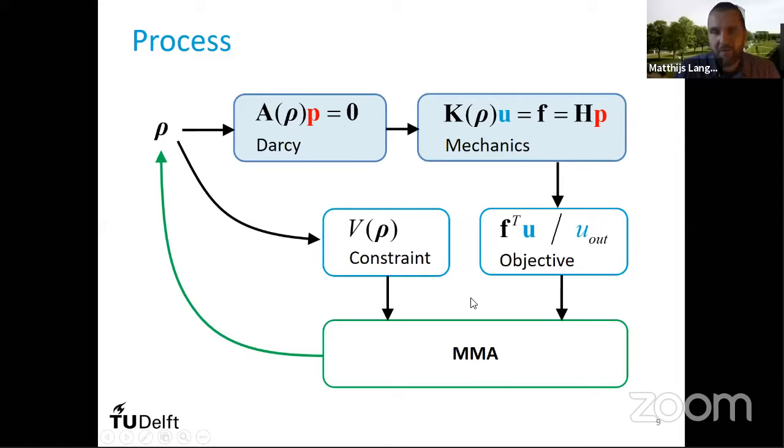Now, MMA needs gradients, as we all know, and it would become too messy to put that all in the same picture here. The full derivation you can find in the paper. I'm not going to show it here on slides, but basically, it's very comparable to, for instance, the thermomechanical topology optimization problem, because we have a sequentially coupled set of two linear equations, one with one DOF per node and one which is the mechanics. So that is actually quite similar to that.